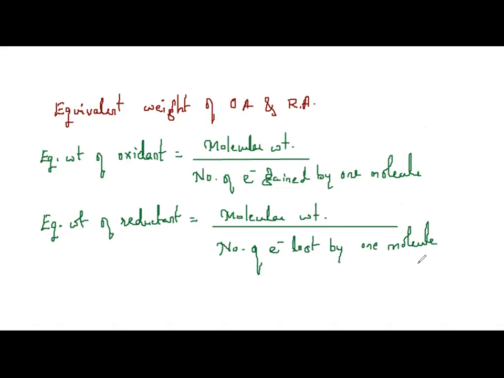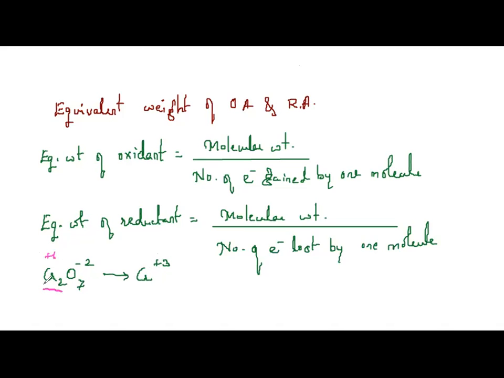For example, suppose I want to calculate the oxidation equivalent weight of Cr2O7 -2, which is forming Cr +3. In this case, the oxidation state of Cr is +6. So from +6, it is becoming +3. How much is the change? It is 3. So 3 electrons are gained.